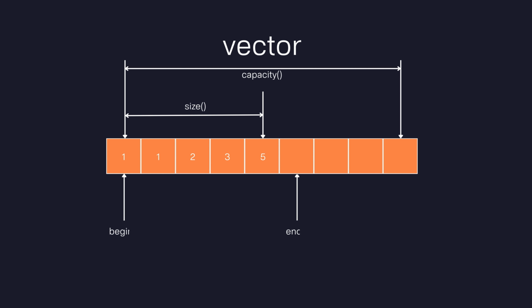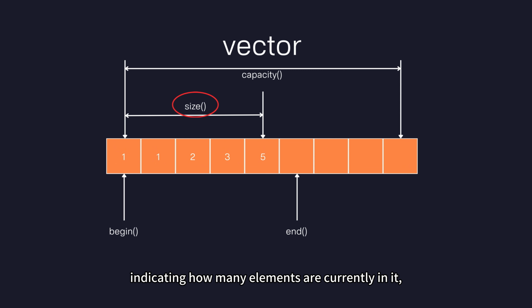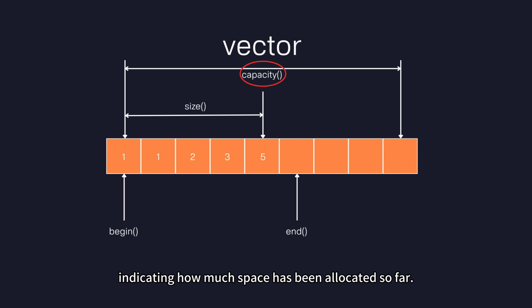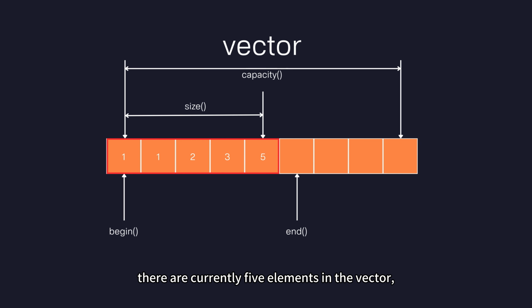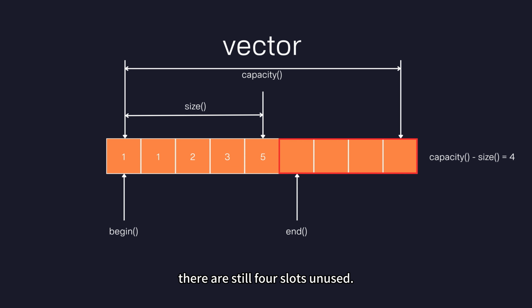Inside a vector object, it probably contains several important pieces of information, among which size, indicating how many elements are currently in it, and capacity, indicating how much space has been allocated so far. From this, we can also see that size and capacity are not the same thing. As shown in the figure, there are currently 5 elements in the vector, so size equals 5, but it has allocated 9 slots in advance, so capacity is 9. After storing 5 elements, there are still 4 slots unused. This is the key to vector's efficiency.